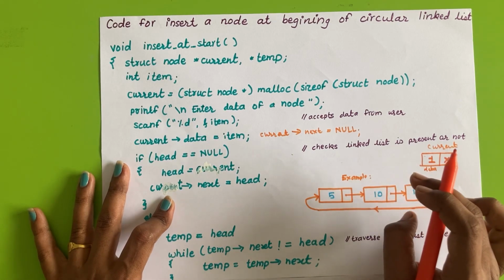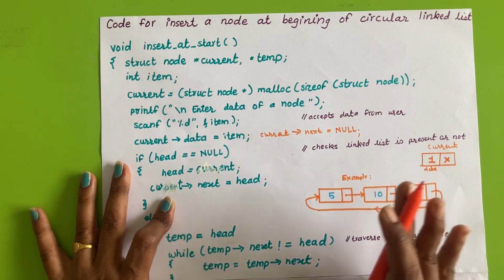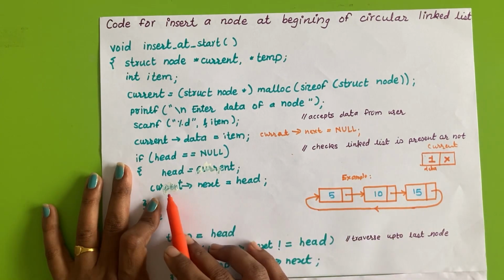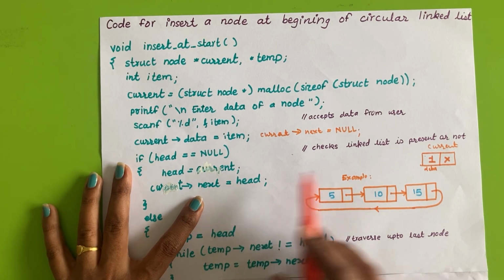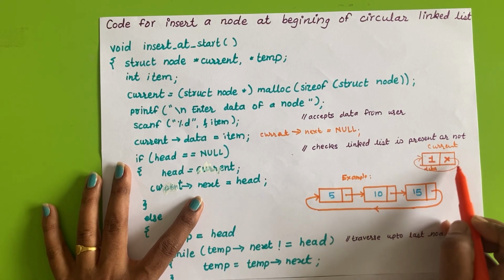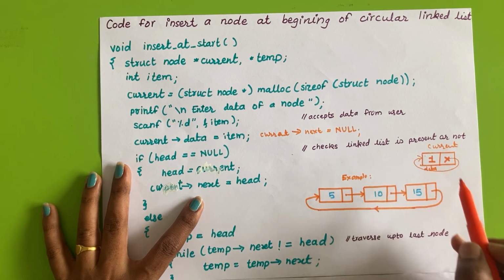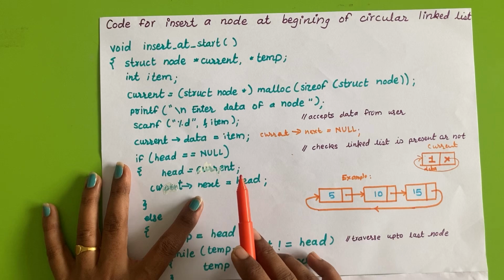If the head node is not present in the linked list, means if the linked list does not exist, then current's next will point to the head node, means it will point to itself. So that will complete the linked list of a single node after inserting a single node in the linked list.